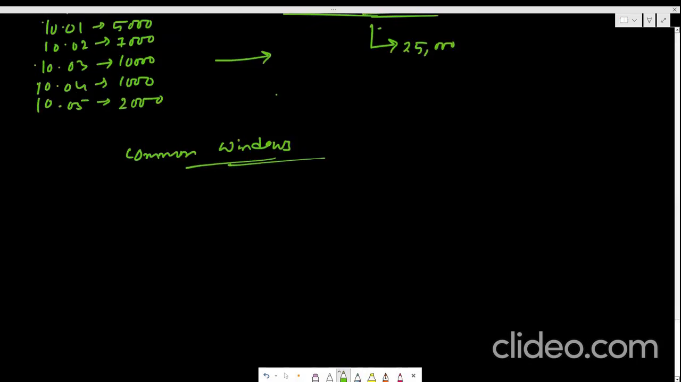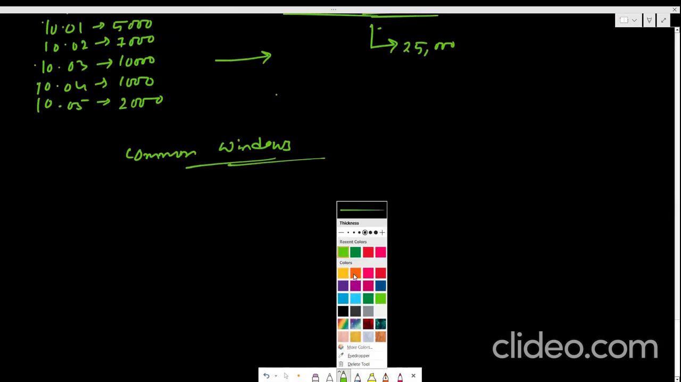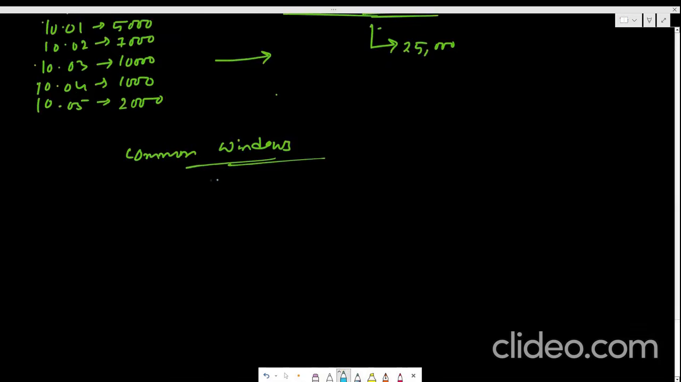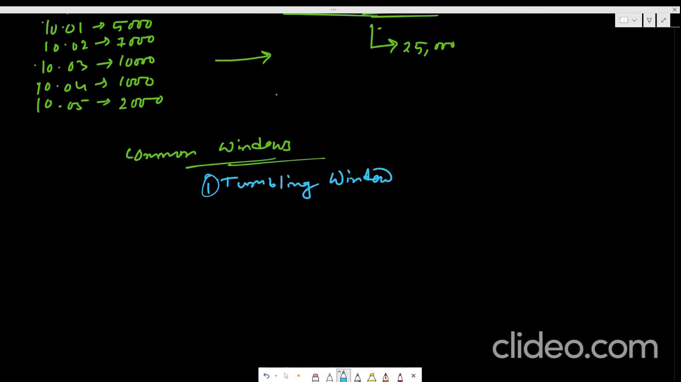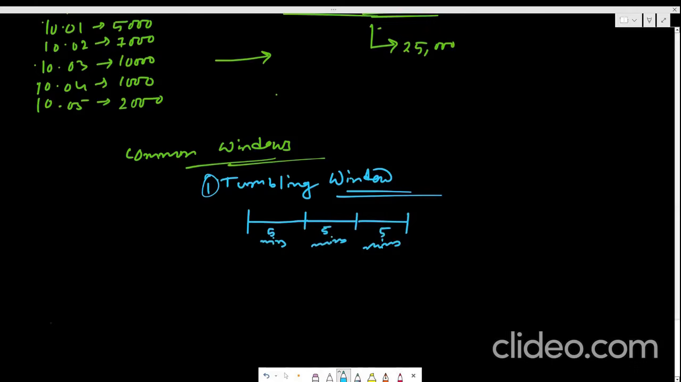The first one is the tumbling window. So what is that? It means each event belongs to exactly one window. Suppose these 5 minutes are one window, then again 5 minutes is another window, again 5 minutes. Here it is 5 minutes, here it is 5 minutes. This is basically the timeline window.